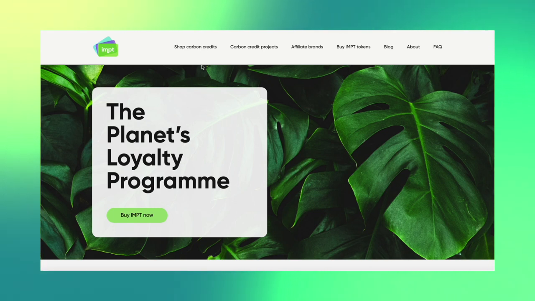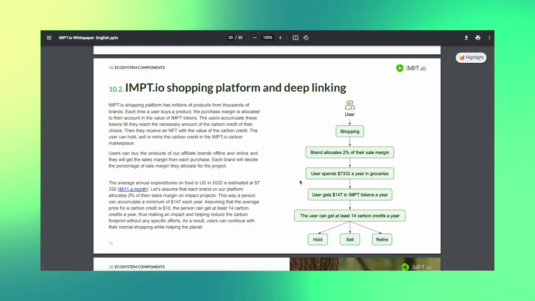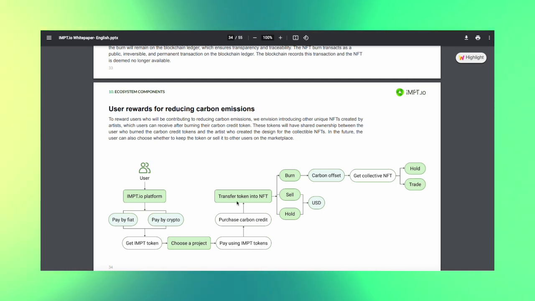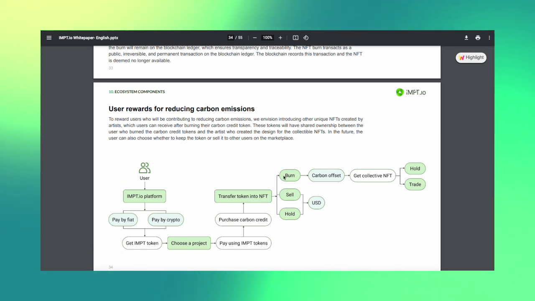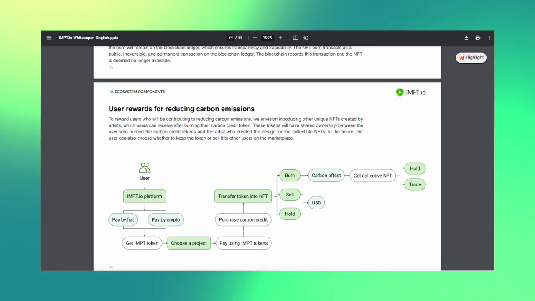How is that going to work? So I'm going to show you here the process of how this works. Just keep in mind that these carbon credits are actually NFTs. When we go to the white paper, we can see that you choose a project, pay with IMPT tokens, and purchase carbon credits, which are then transferred into NFTs. Essentially, those carbon credits are NFTs, and then you can decide if you want to burn, sell, or hold. I covered this already in previous videos on the IMPT token when I reviewed their project and explained this more in depth, but that's pretty much what it is.